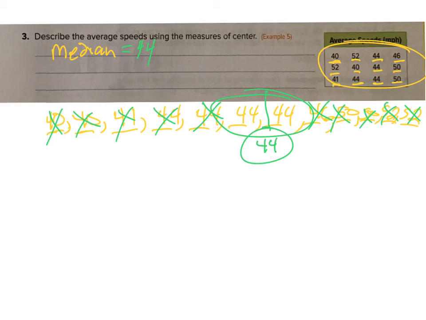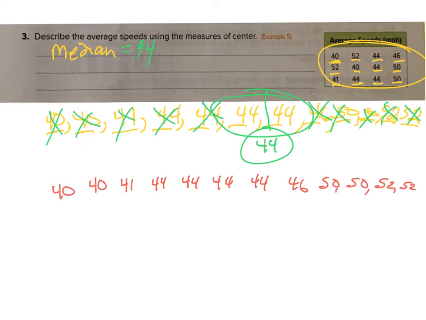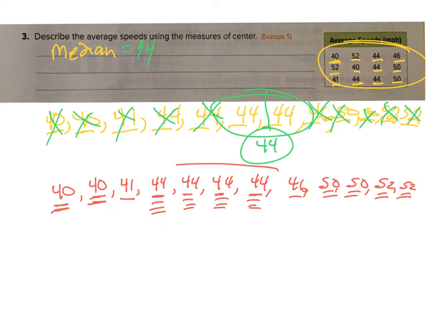Now, the most, let me rewrite these. 40, 40, 41, 44, 44, 44, 44, 46, 50, 50, 52, 52. I want to see which one has the most. That would be my mode. So this one and this one, there are two 40s. There's only one 41. There's 1, 2, 3, 4 44s, 1 46, 2 50s, and 2 52s. So if I look at which one's the most, it's this one right here.